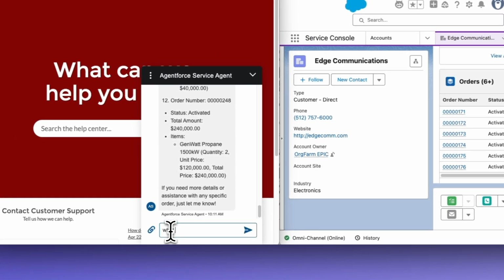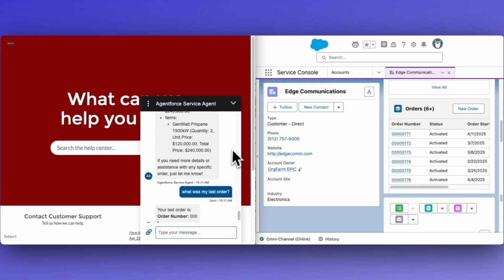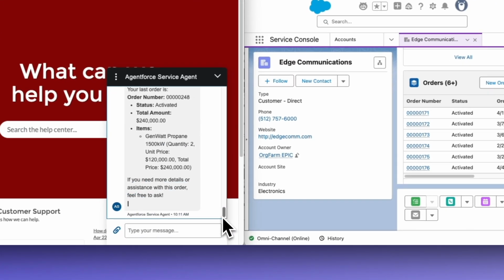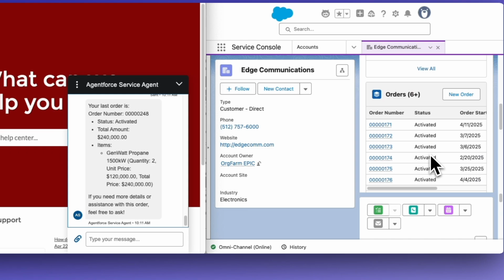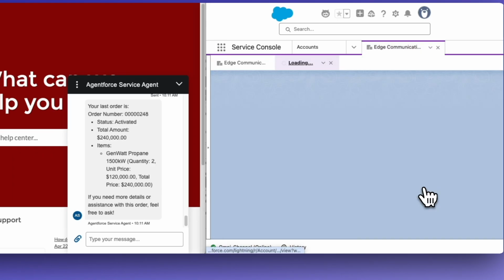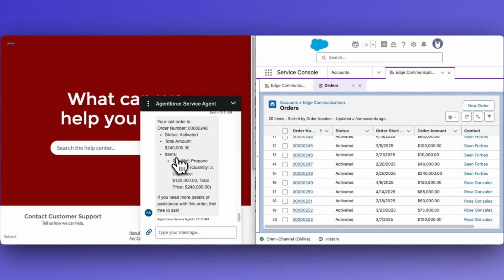Now I'm going to ask a follow-up question and start to interact with this agent. And I want to know when my last order was. Now the agent goes through and pulls up and says, here's your last order. As you can see from the orders on the side, there's a lot of orders there, and there's more than what the agent gave me.